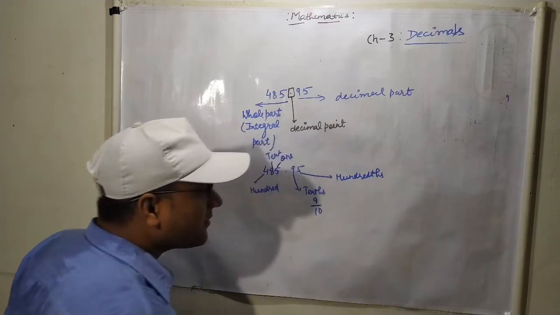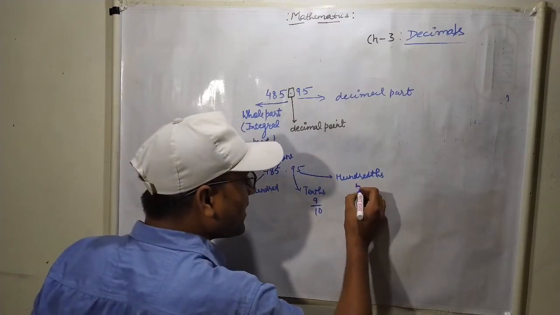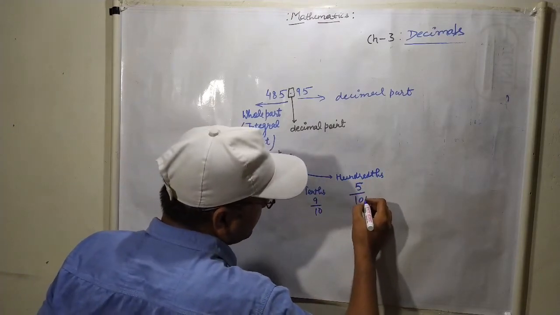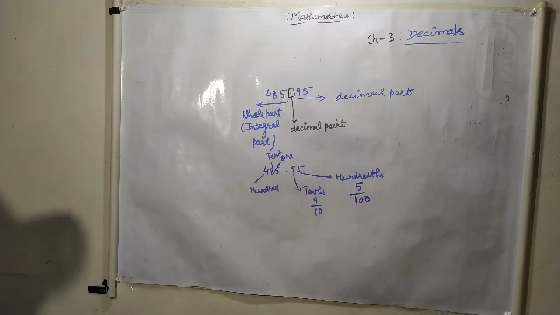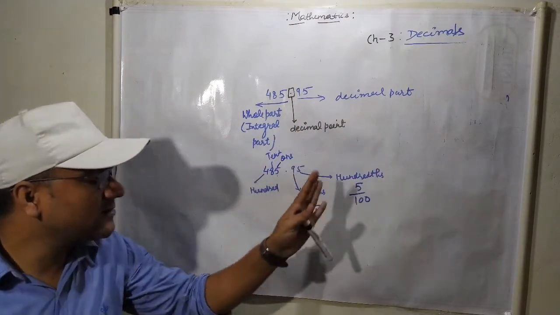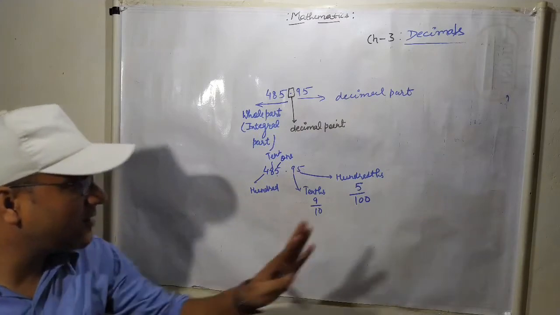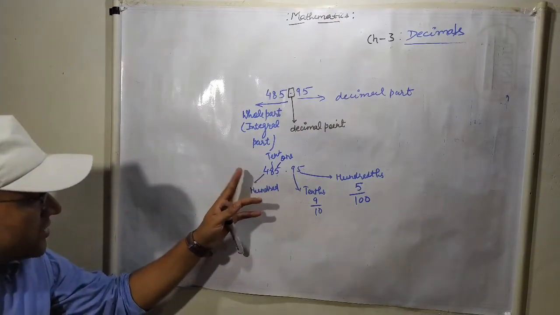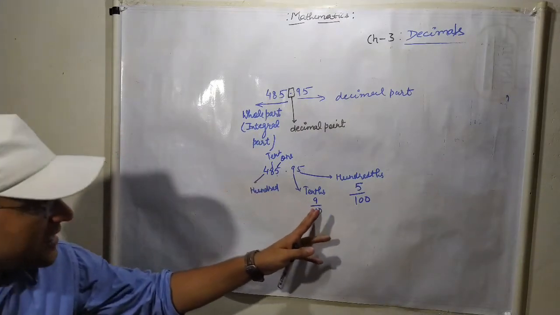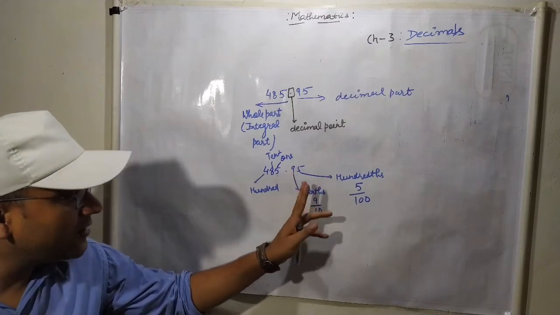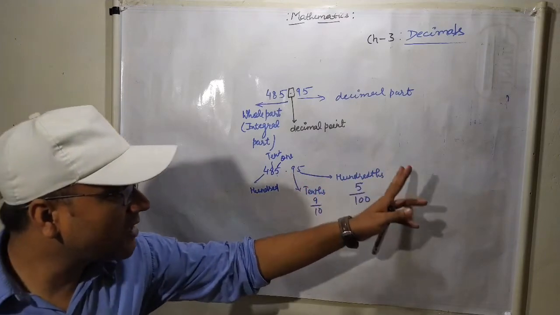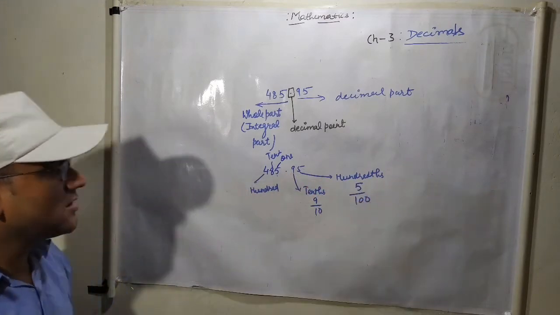This is known as the hundreds place. It means 5 upon 100. Okay, students. And then after thousands, 10,000s. Here is the 100,000s, the 10,000s. Here is the tens after the decimal. Tens, hundreds, thousands, 10,000s. Okay, students.